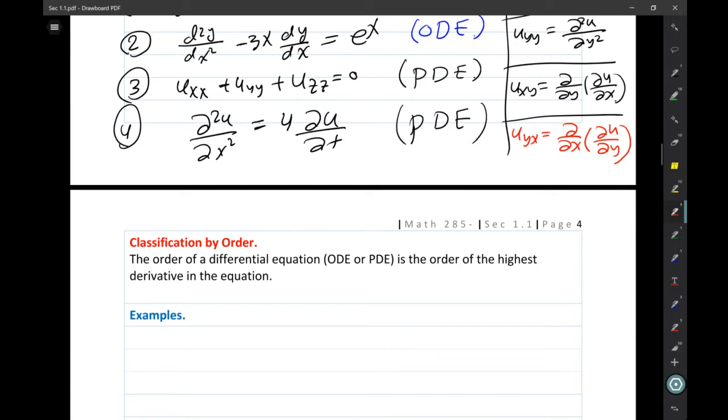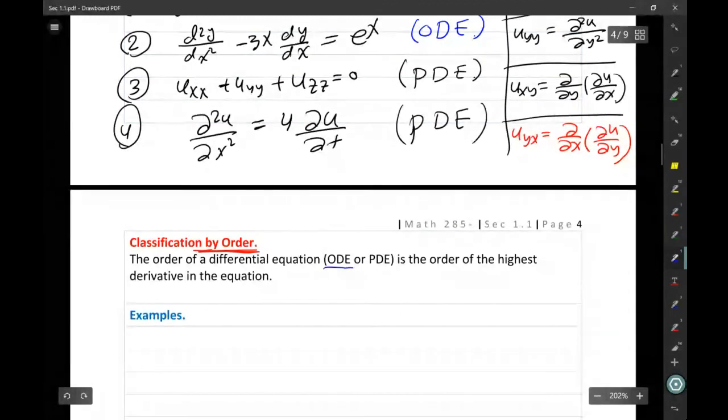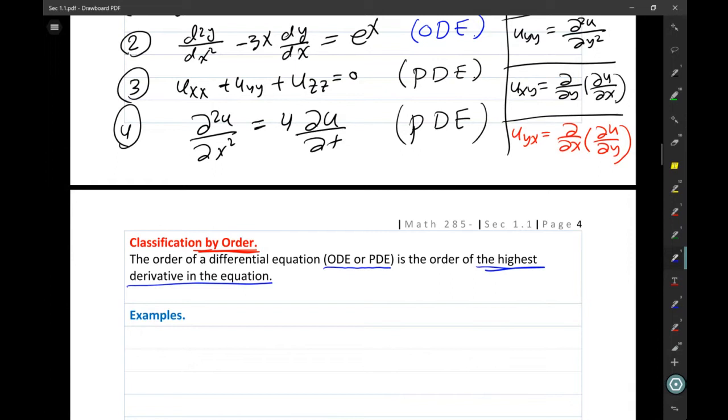Anyway, let us go to the classification of the order. What is the meaning of order, or how can we classify the order of a differential equation? The order of the differential equation, either ordinary or partial, is the highest derivative in that equation. It is the highest derivative in my equation.